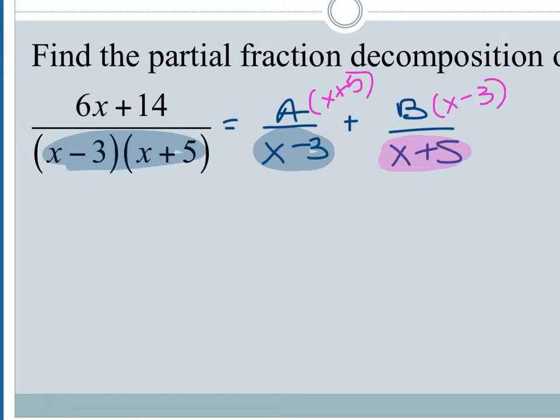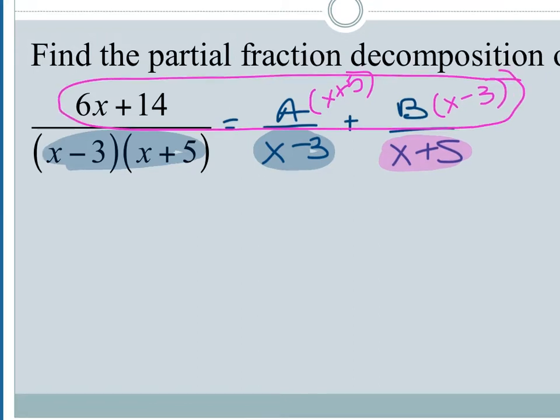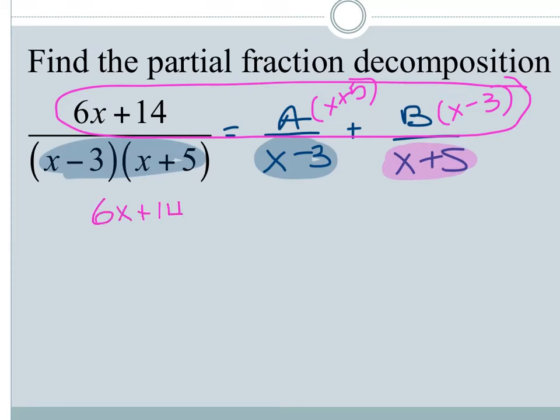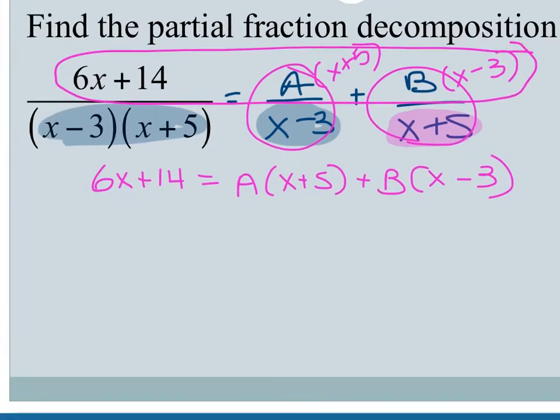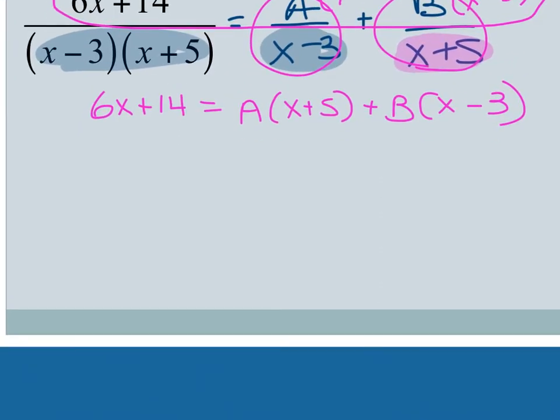Once we get all the denominators the same, then we can take all the numerators and set them equal to each other. So I would say that 6x plus 14 would need to equal A times x plus 5 plus B times x minus 3. So again, the step we're not showing because we're going to skip it, but it's what would have needed to happen, is we would have multiplied both of these by x plus 5, both of these by x minus 3. Then all the denominators would be the same, which means I can set the numerators together. With me so far?